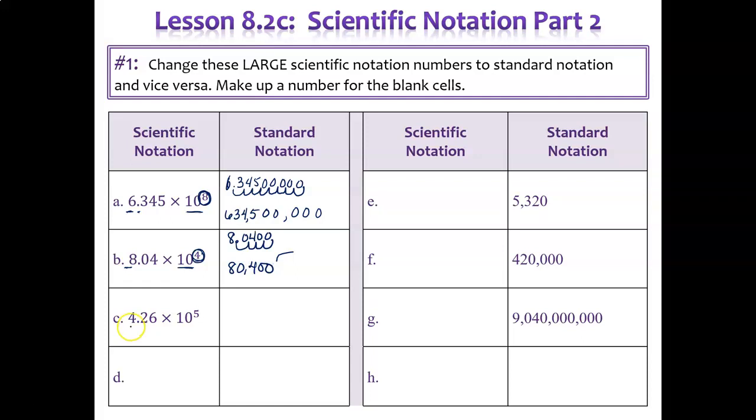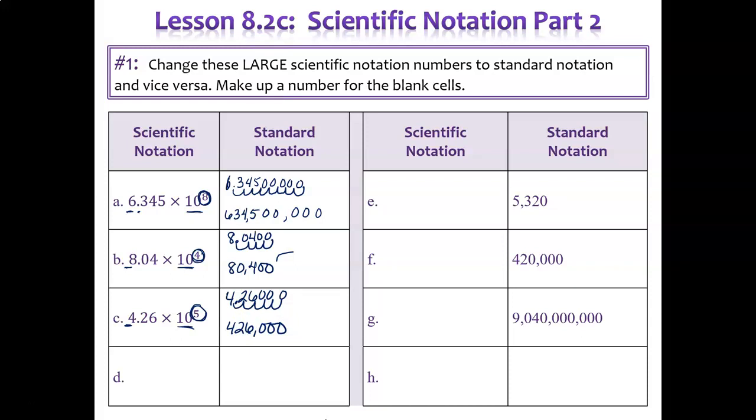E, here's your significant digit. Here's your order of magnitude. This tells you how many places to move your decimal to the right because it's positive. So 1, 2, 3, 4, 5. We're going to add 3 zeros. So we have 426,000.